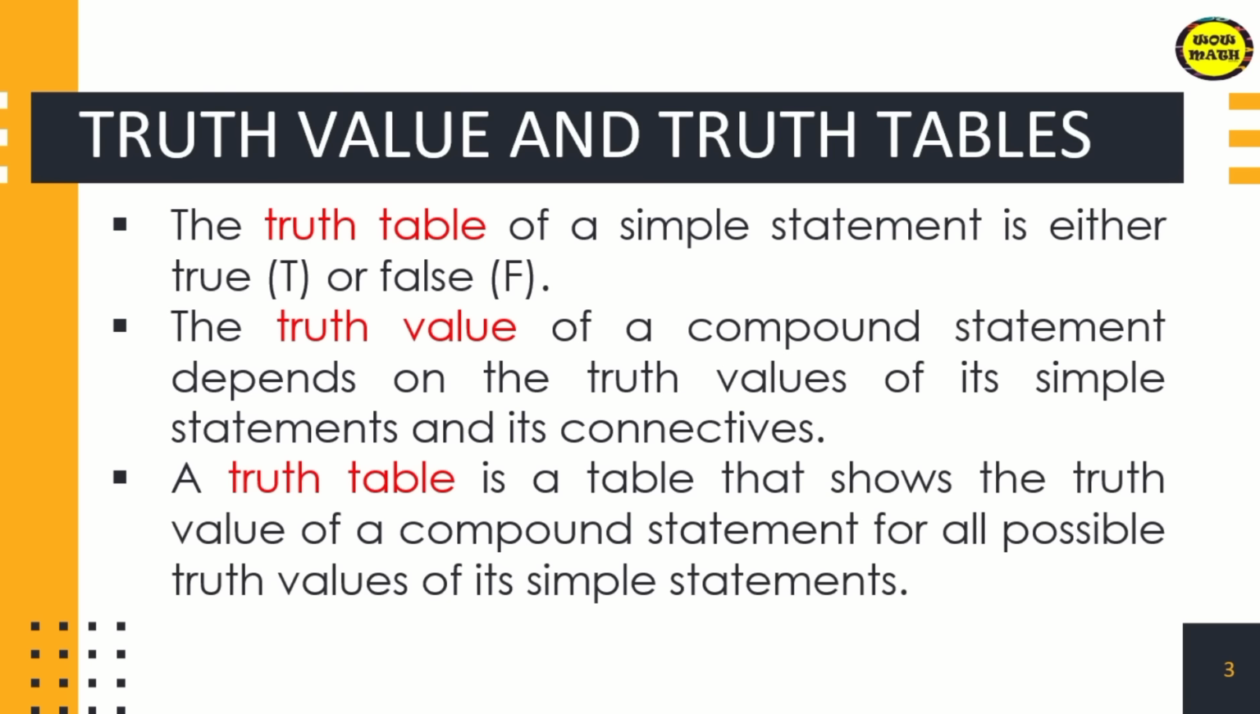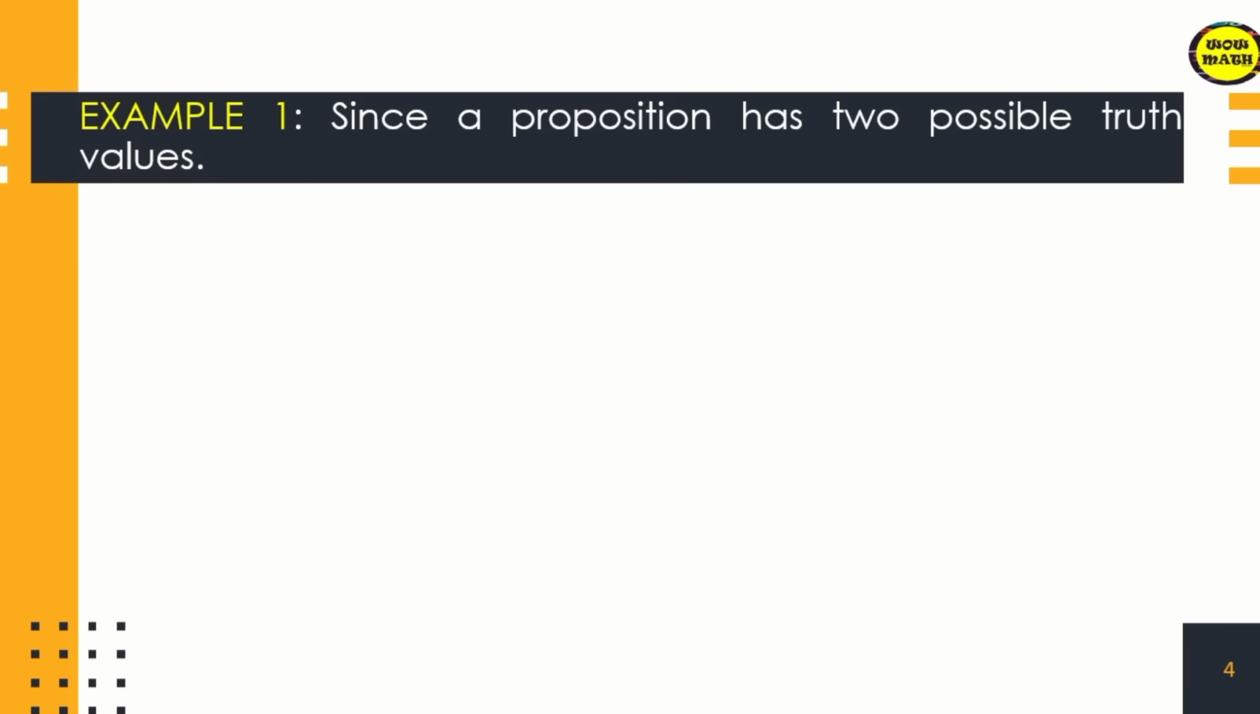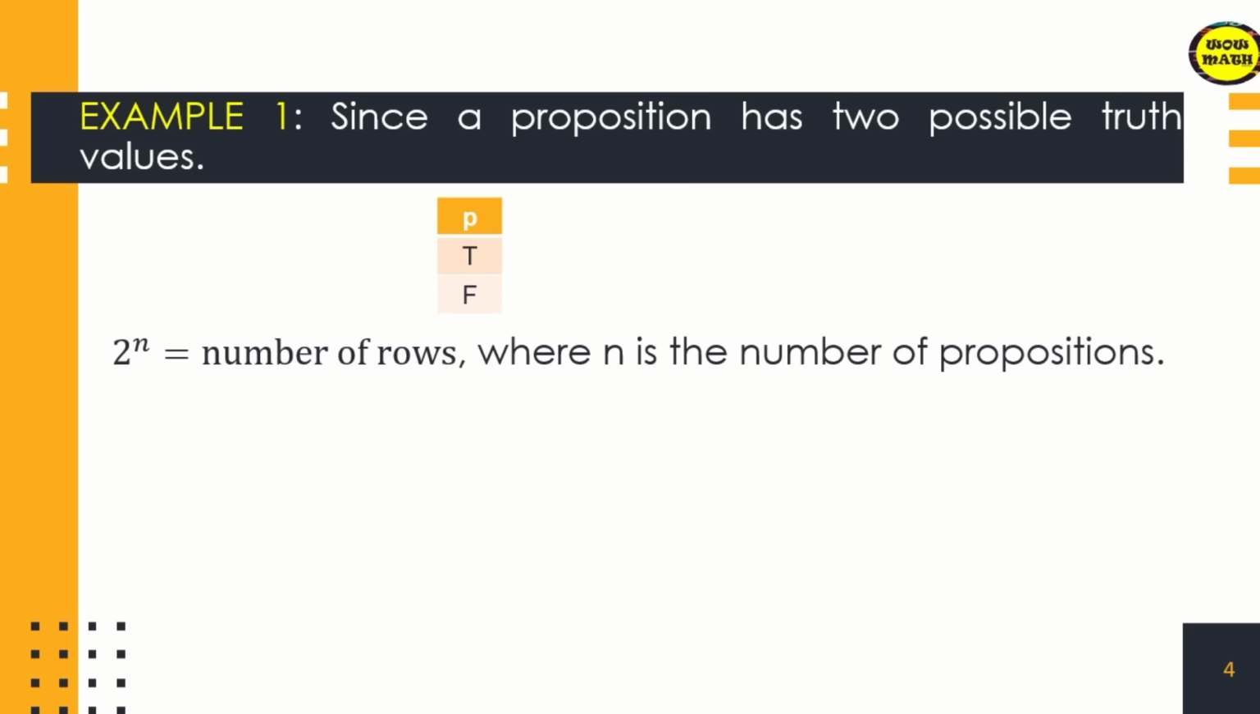And also, the truth table is a table that shows the truth value of a compound statement for all possible truth values of its simple statements. Since a proposition has two possible truth values, it's either true or false, 2 raised to n is the formula we will use, which is equal to the number of rows. So to identify how many rows we will make when constructing a truth table, we use the formula 2 raised to n where n is the number of propositions.